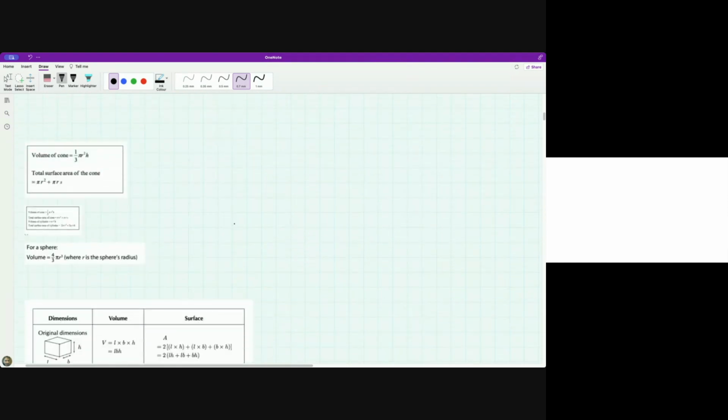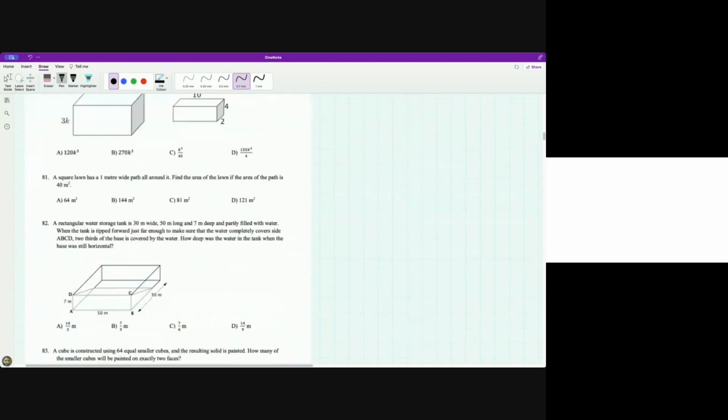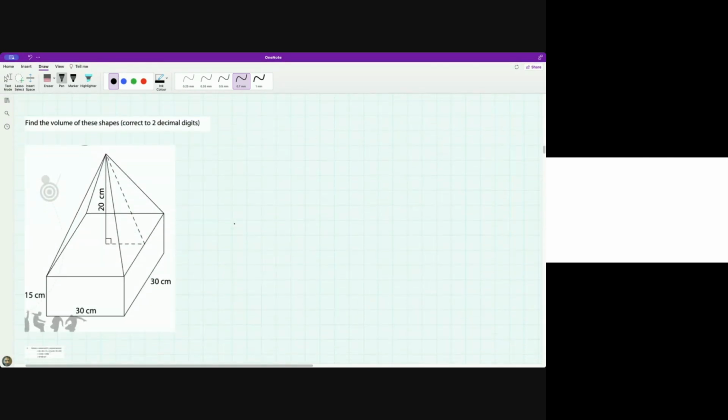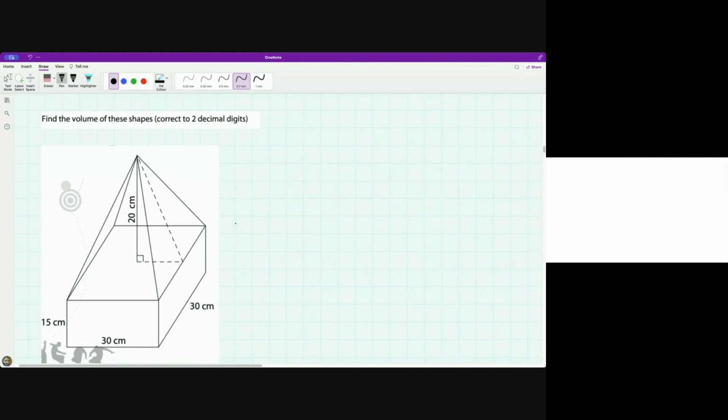Okay, so let's go to a question that resembles the last lesson. I want you to find me the volume of this shape over here. This is a combo shape. Maybe tell me, what are the two shapes that go into the volume of this shape?